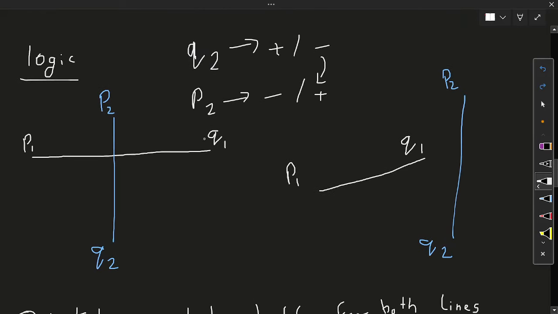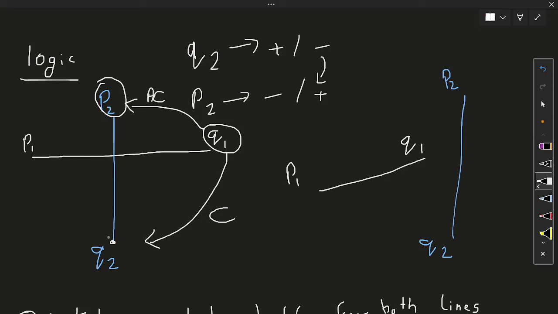Why both lines? From Q1 we have to move in the clockwise direction, and to reach P2 we have to move in the anti-clockwise direction. This is fine, and we also have to check from any point, whether P2 or Q2, with respect to the other line. As you can see, one point lies in the clockwise direction and another point lies in the anti-clockwise direction.